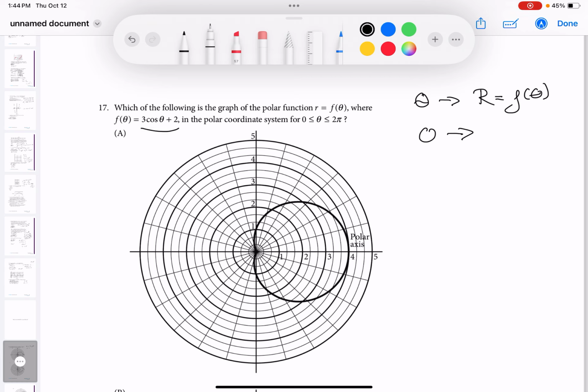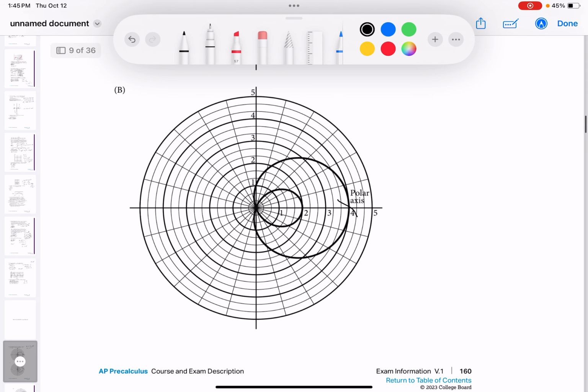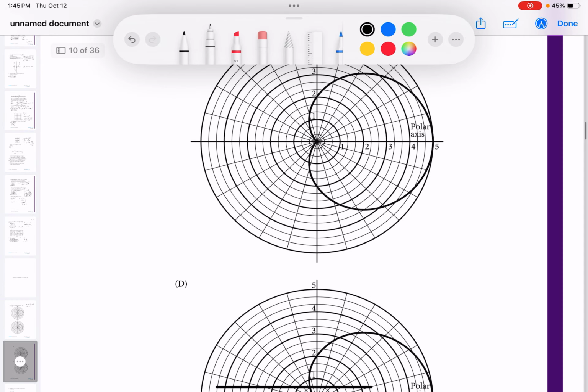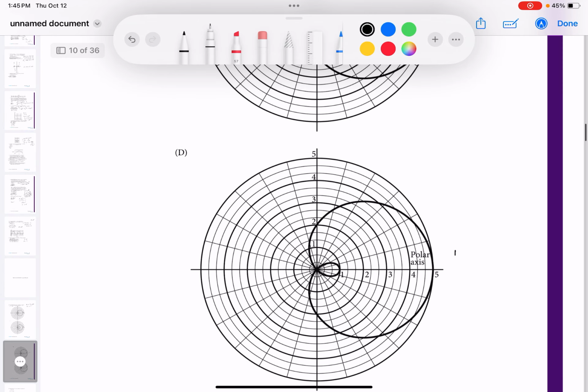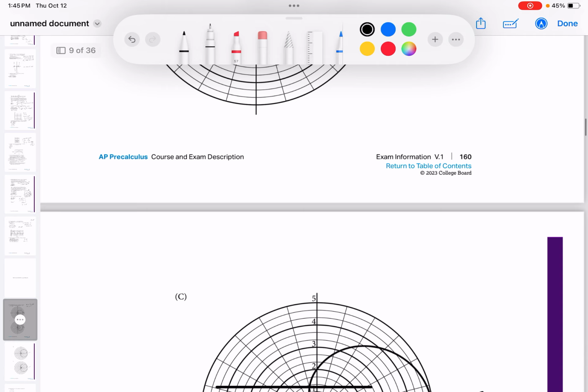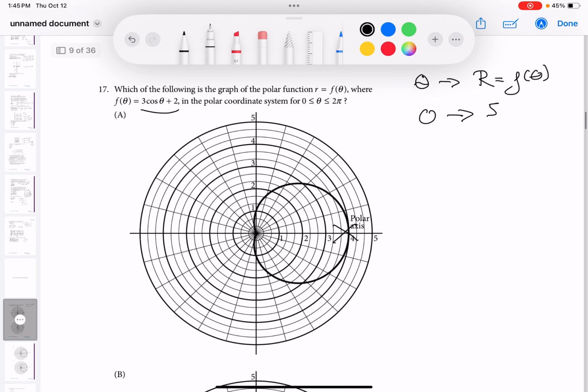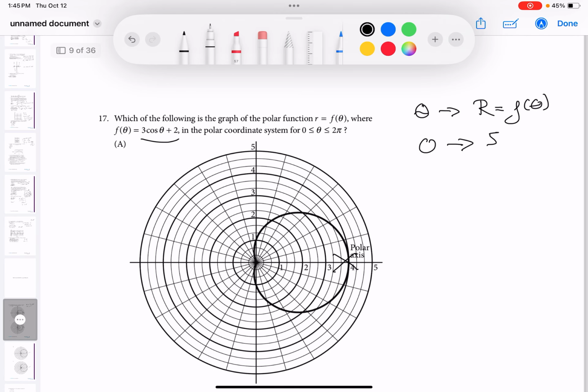And what would 0 give me? It would give me 5. So right now, I'm going to say this one's out of the question. This one's out of the question. This one's okay, and that one's okay. But I still want to go further. Someone says, where are you going to go now? Well, I'm not going to go to a number that's difficult for me to compute. I'm just going to go to pi over 2.